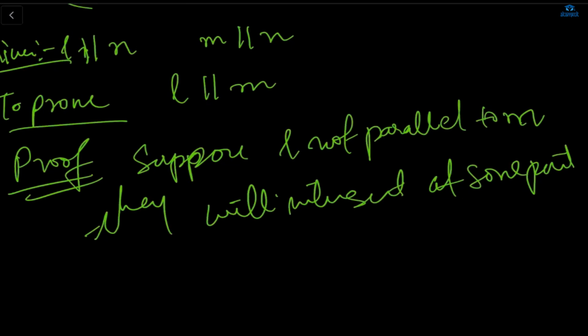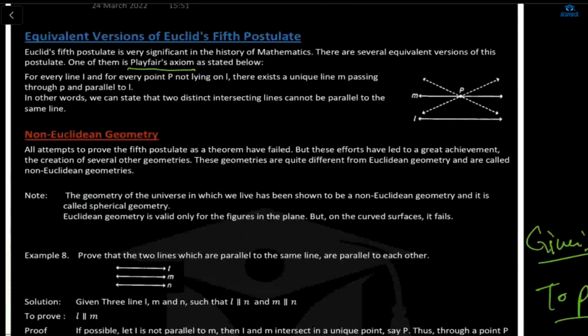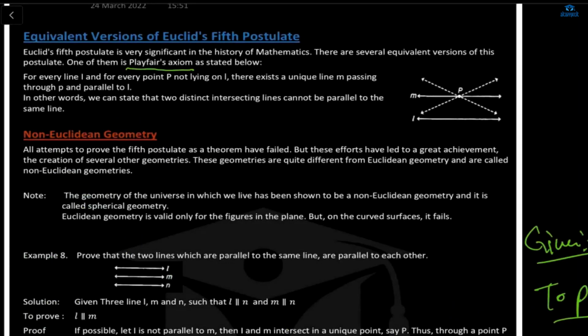You can assume that point like A, B, C, anything. Now, if the two lines L and M both are parallel to N, see, both are parallel to N, this contradicts the parallel lines axiom. Now, if you see the parallel line axiom here. In other words, we state that two distinct intersecting lines cannot be parallel to the same line. Two distinct intersecting lines cannot be parallel to the same line.